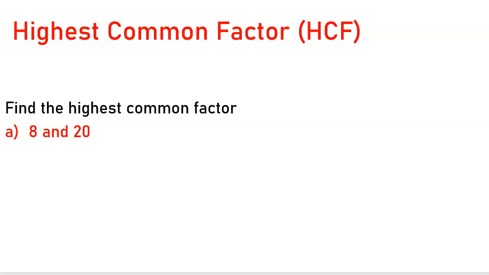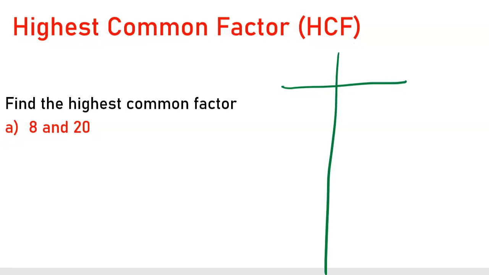In order to find the highest common factor of these two numbers, 8 and 20, we have to find the factors of 8 and the factors of 20, and then find the highest number that is common to both of them. What I normally do is draw a table for myself where I will have the factors of 8 and then the factors of 20.